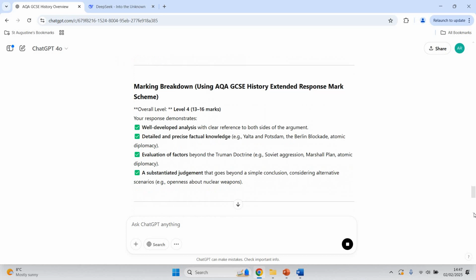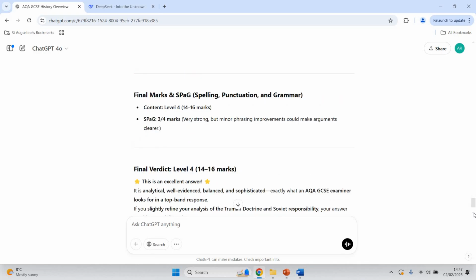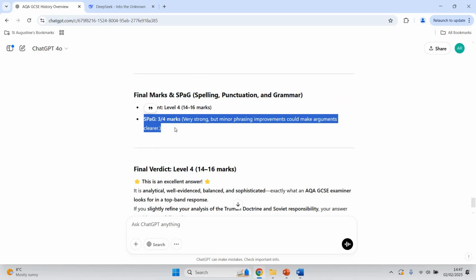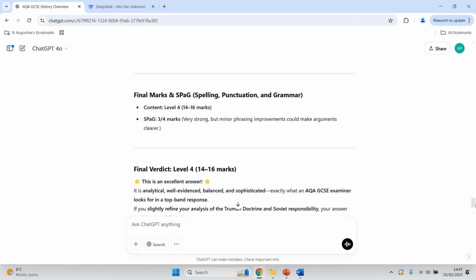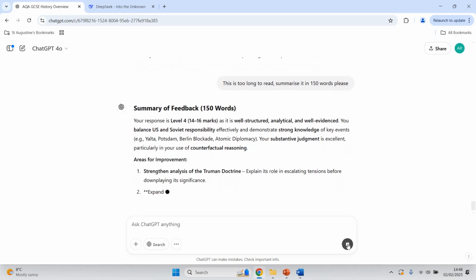So we can see that it's given us a level and highlighted the strengths and the areas for improvement. It's also picked up that spelling, punctuation, and grammar is an allocation to this question, and it's awarded spelling, punctuation, and grammar marks. If you find that the output is too long, you could use this sort of prompt. This is too long to read. Summarize it in 150 words, please. In this way, you can ensure that the feedback is appropriate and is understandable.